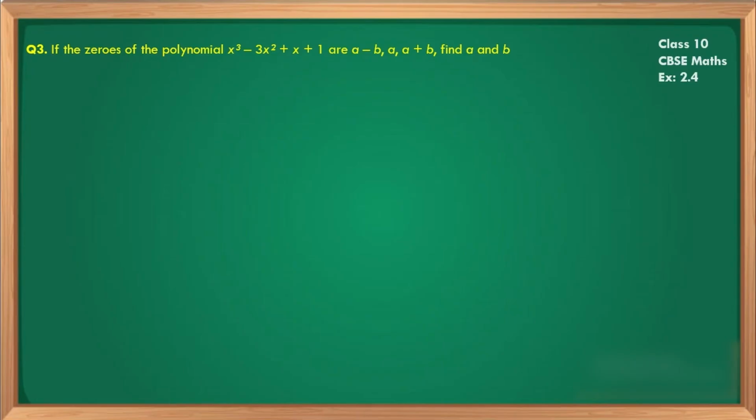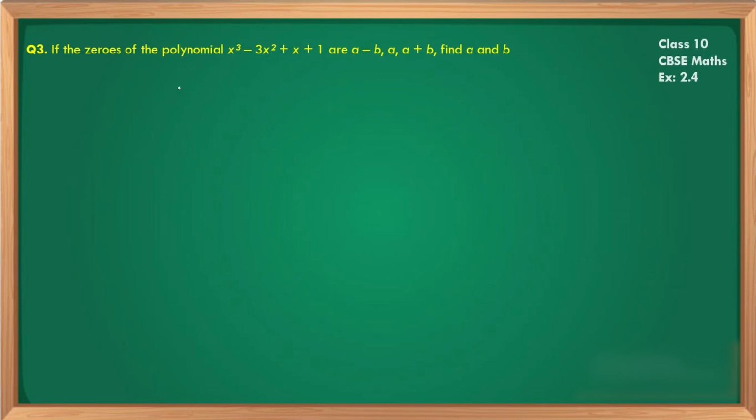Now, students, we are going to solve the question 3 of exercise 2.4. If the zeros of the polynomial x cube minus 3x square plus x plus 1 are a minus b, a, a plus b, find a and b. Now students, be careful. Here this a or b is not the coefficients of x cube or x square or x. These are unknown numbers. We have to find the values of a and b. Don't confuse this for the coefficients.